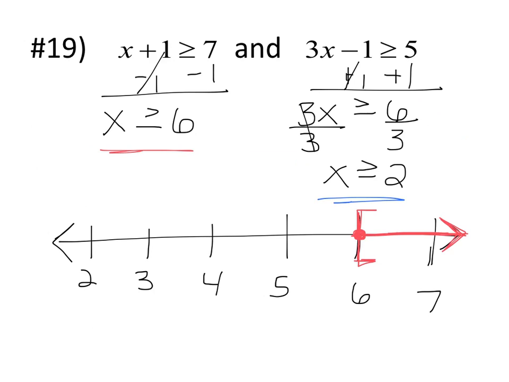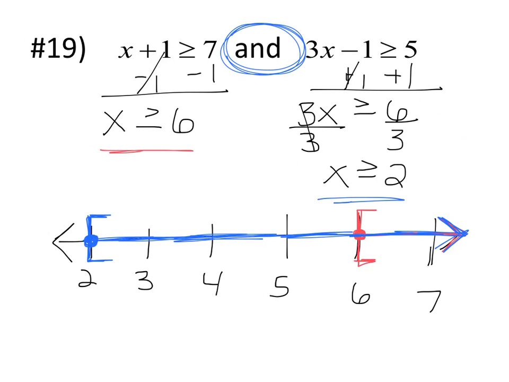Blue. X is greater than or equal to 2. Closed circle at 2. Shading the way the arrow is pointing, so I'm shading this way, right? Okay. But it's a bracket, it's not a closed circle anymore. And because it's "and," I need the overlap. Where's my overlap? My overlap is right here. Okay, from this point on.